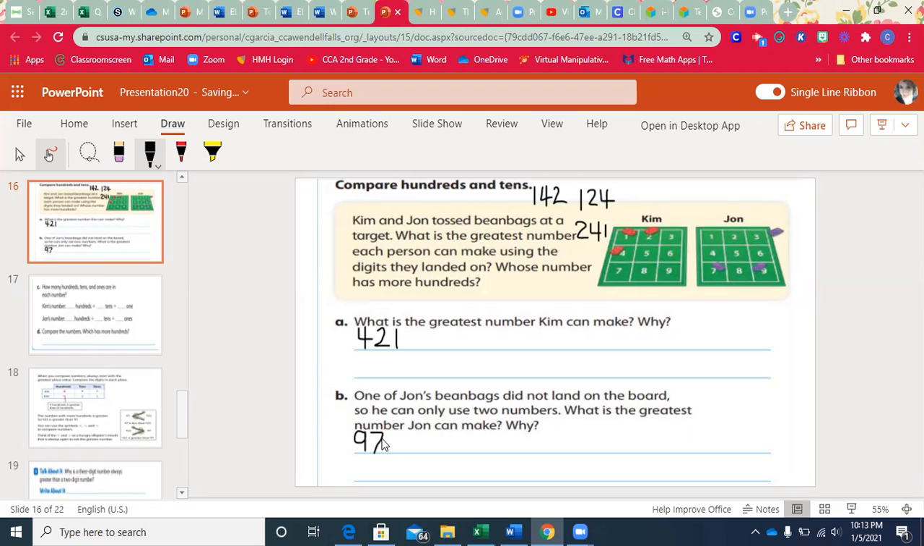So why can't he make a three-digit number? Because only two of his beanbags landed on the board, right? So he doesn't have a third digit to put in the hundreds place. He only has two digits, one for the tens place and one for the ones place.